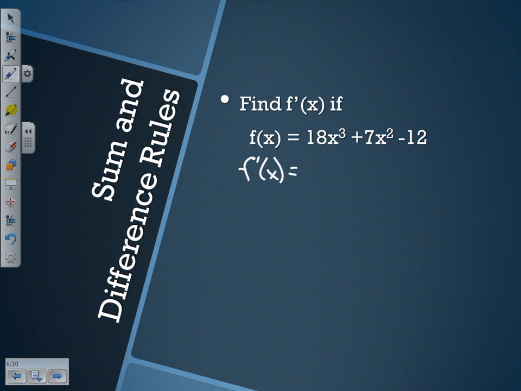what am I going to get for this term? For this term? And for the last term? 0. It's a constant. Derivative of any constant is 0. So there's nothing at the end. That's it. That's it. I promise you, you would love power rule. It's one of the easiest things to do.